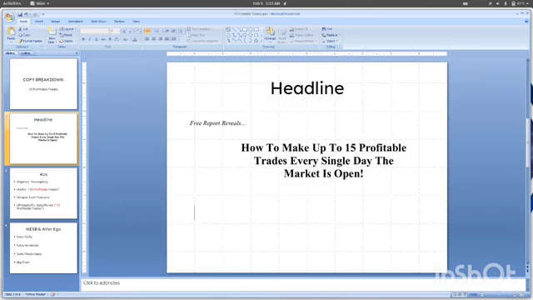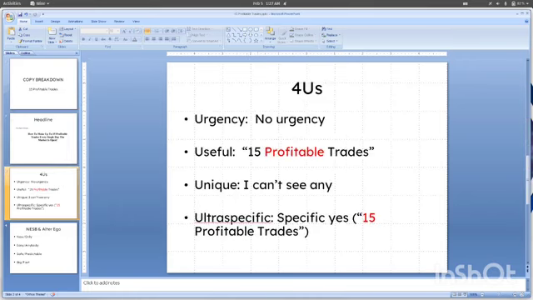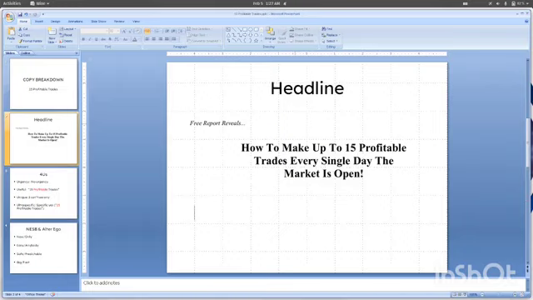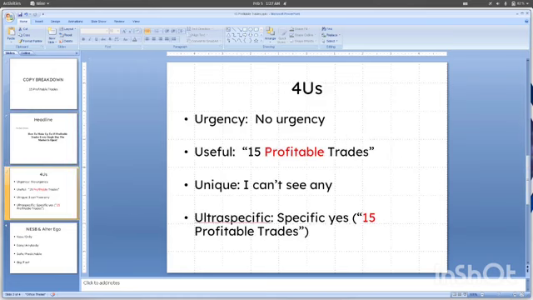So how about the other of the 4 U's? We can easily identify something useful here. Useful: 15 profitable trades. The reader of this headline knows that he's going to derive some kind of benefit from this particular piece of copy. It shows him how he can gain 15 profitable trades every single day the market is open. So it shows something useful. And then the other U is unique.